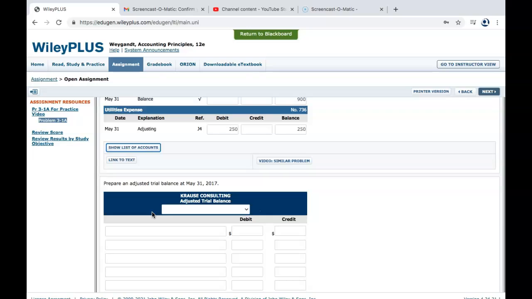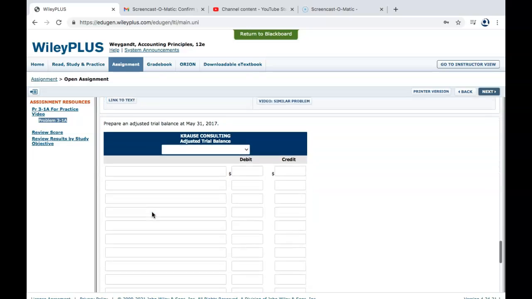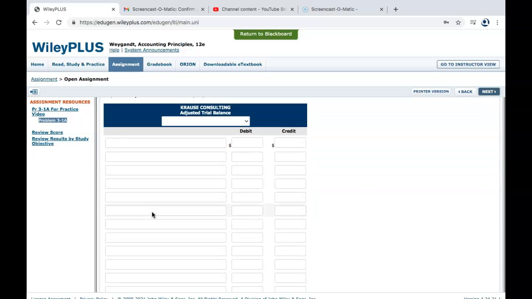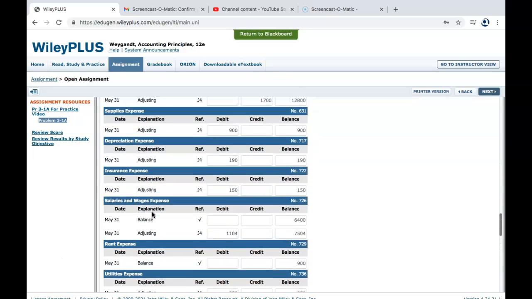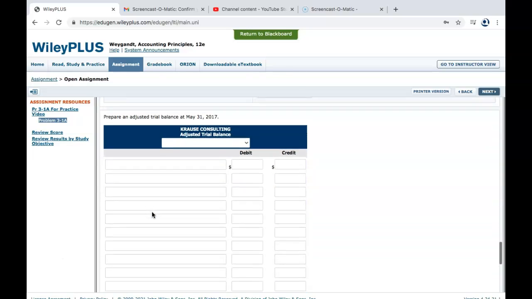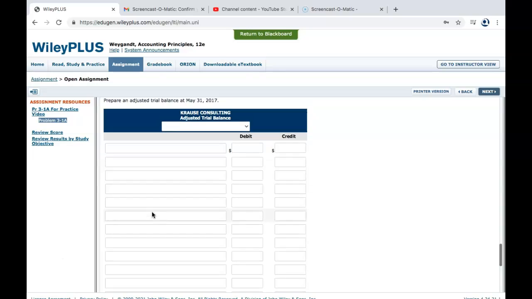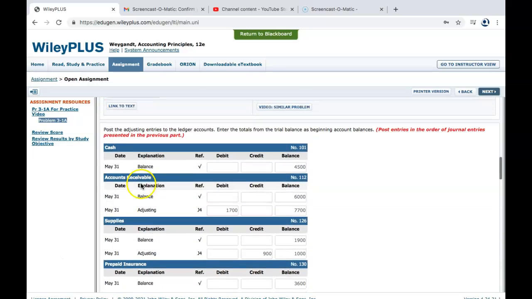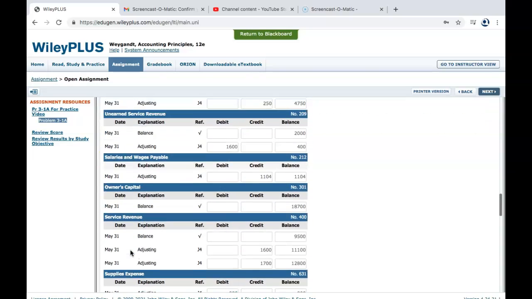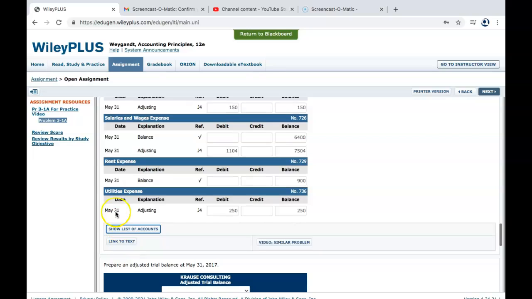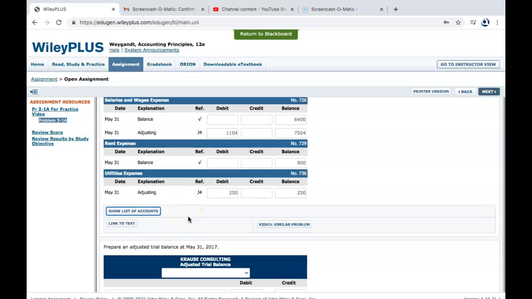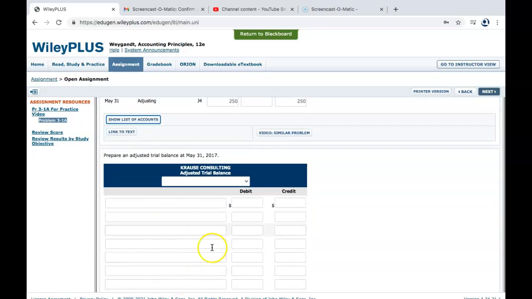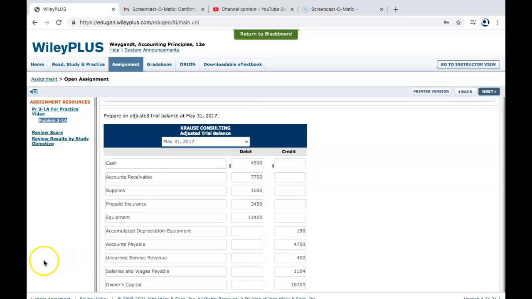Now we're going to go down to the adjusted trial balance. We're going to take the information from above and simply do nothing more than populate it into here based on the flow here. We're going to start with cash, accounts receivable, supplies. We're going to go all the way down, and we're going to end with utilities expense here, and we're going to populate everything right here. Take a quick look here.